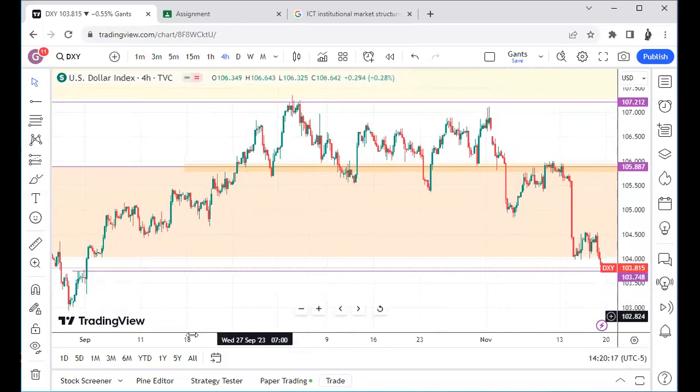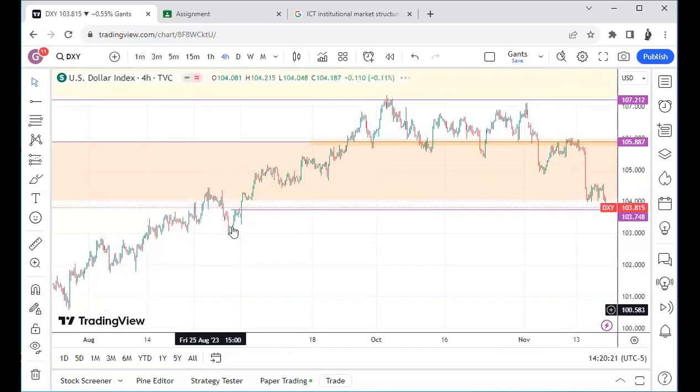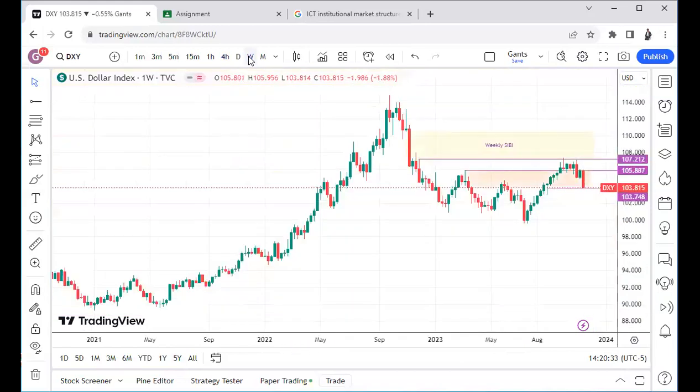So I don't want to see this low violated. I don't want to see it violated. That's my analysis for the dollar index. So we were bearish last week. We're going to see bullishness in dollar index this week. So that's my anticipation for dollar index.